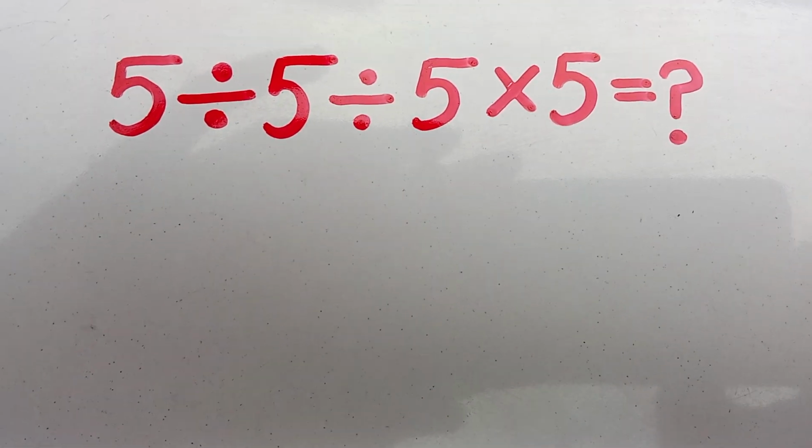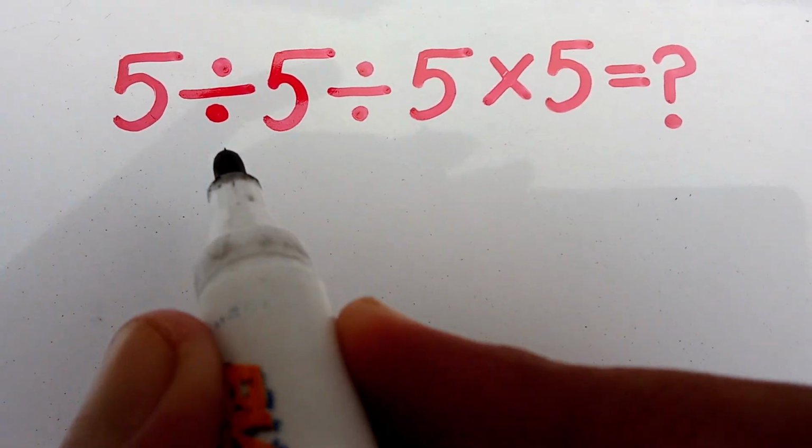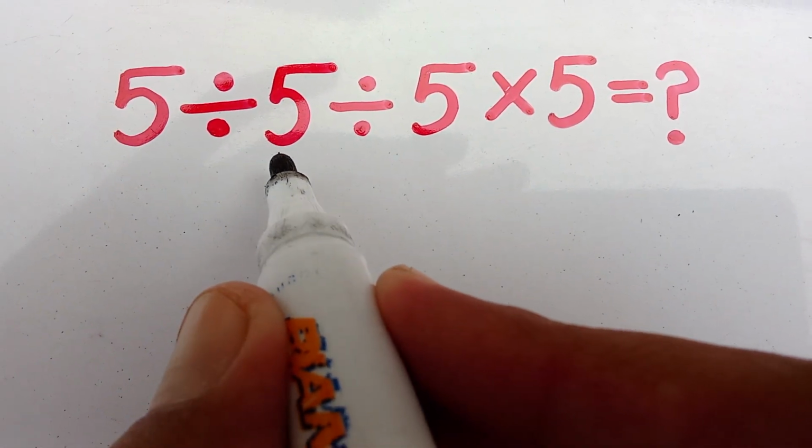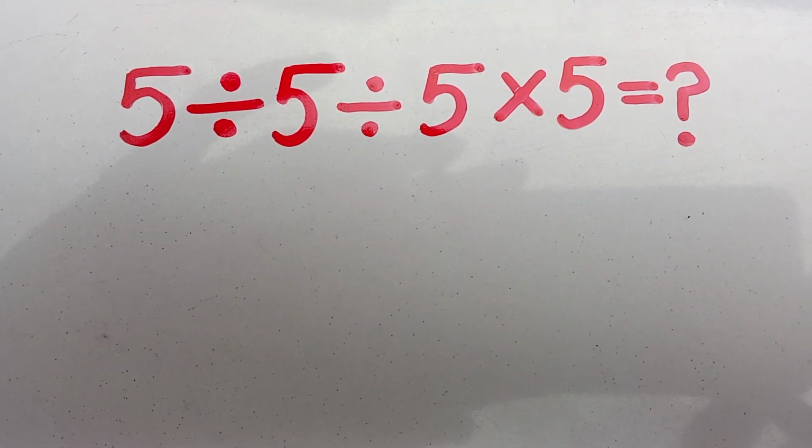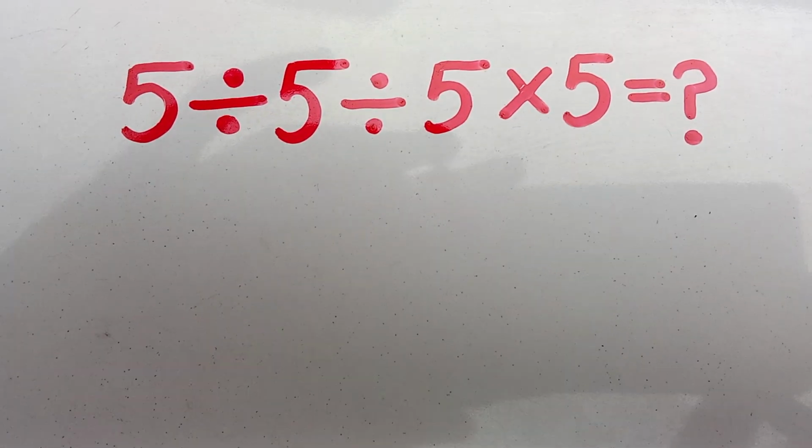In this video we will find the value of this expression, which is 5 divided by 5 divided by 5 multiplied by 5. So how can we find the value of this expression?